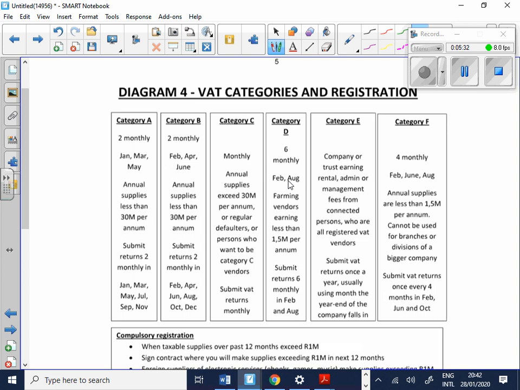Remember, this is book value. And that'll give you the answer. Then we round off as you always would at the end.